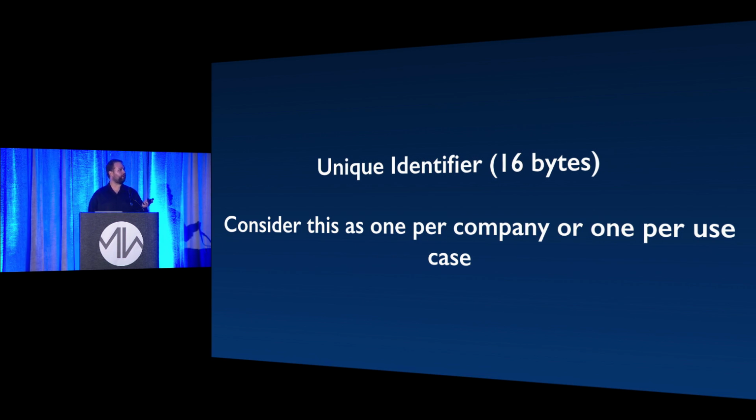First, the unique identifier. You want to consider this as kind of one per company or one per very broad use case. And the reason why is that the way Core Location works on iOS is that you can only ask to care about 20 of these per application at one time. So you don't want to go and have 200 iBeacons with all different unique identifiers because then your app isn't going to be able to recognize all of them. On Android, however, you don't have any such limitation.